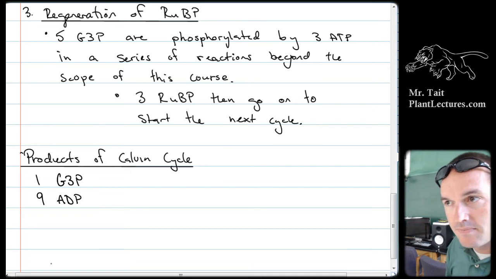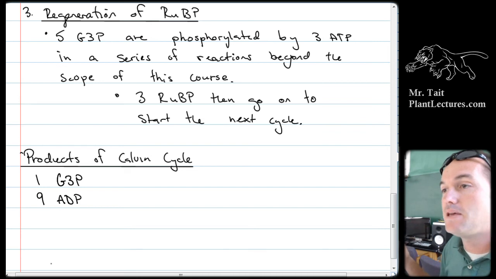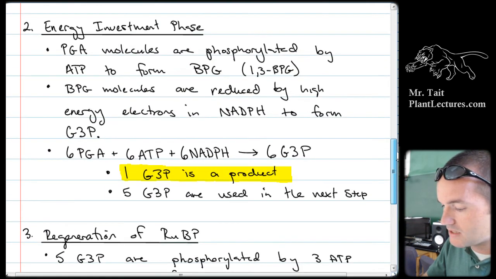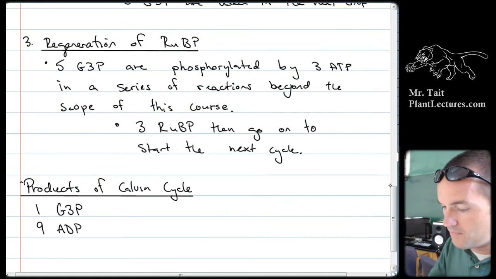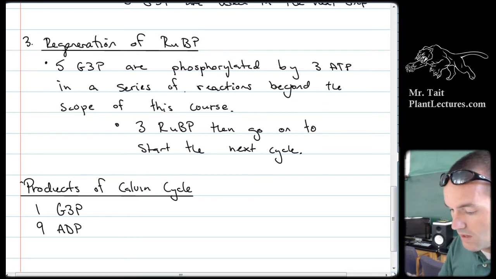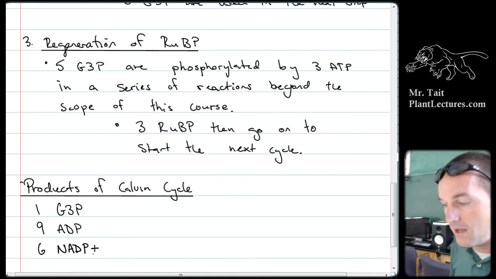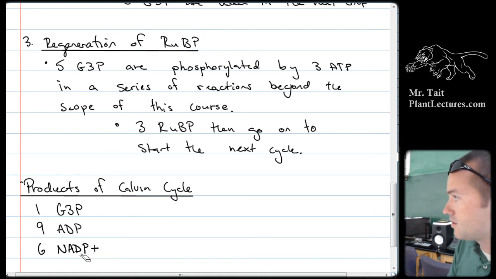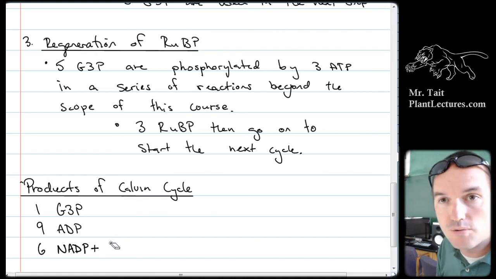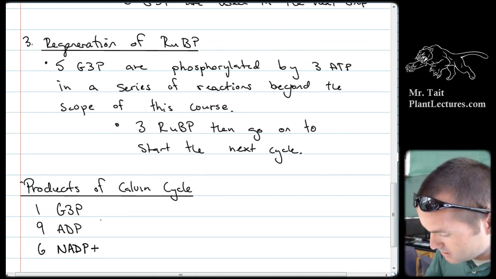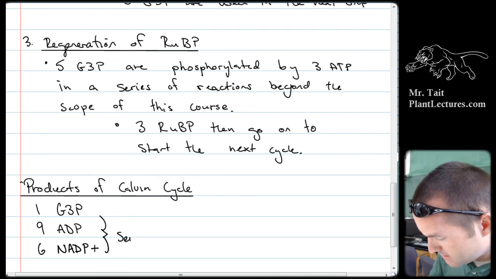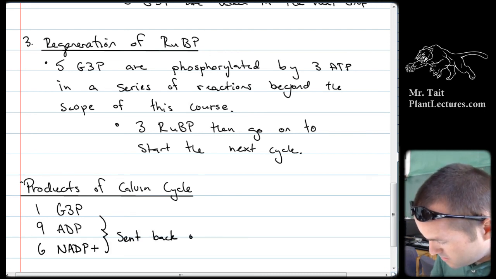And what's the used up form of NADPH? Why ADP? Because ATP turns into ADP when it gets used up. 6 of them got used in the energy investment phase, and then 3 of them in RuBP regeneration. Okay, so this is going to become 6 NADP pluses as well. These are the uncharged versions here. These are low energy molecules that need to get sent back to the light reactions. Just the ADP and NADP plus? Yep.